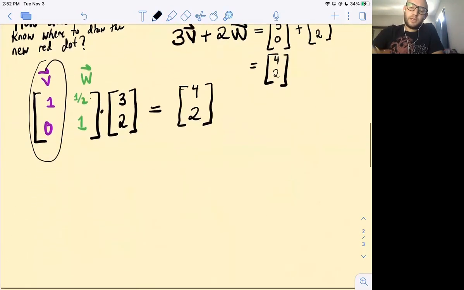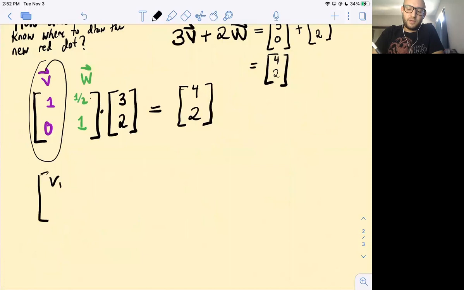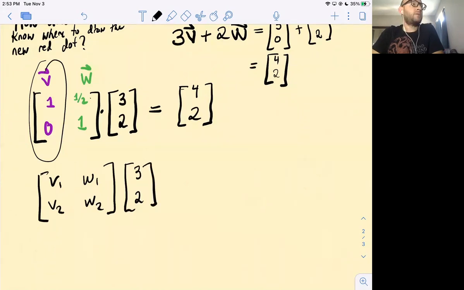So let me do this with letters, so you can see this pattern. V1, V2, W1, W2, and let's say we multiply this matrix times the vector 3, 2.